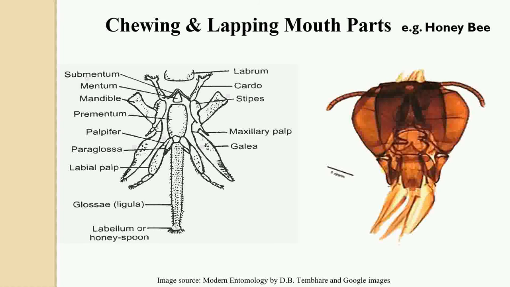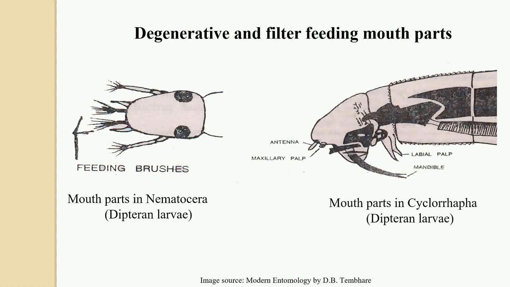It means the mandibles are not at all involved in the process of feeding, and hence they only give a function of chewing, which is useful for building their comb, which is made up of waxy material. So this is about the chewing and lapping kind of mouth parts which is found in the honeybees.